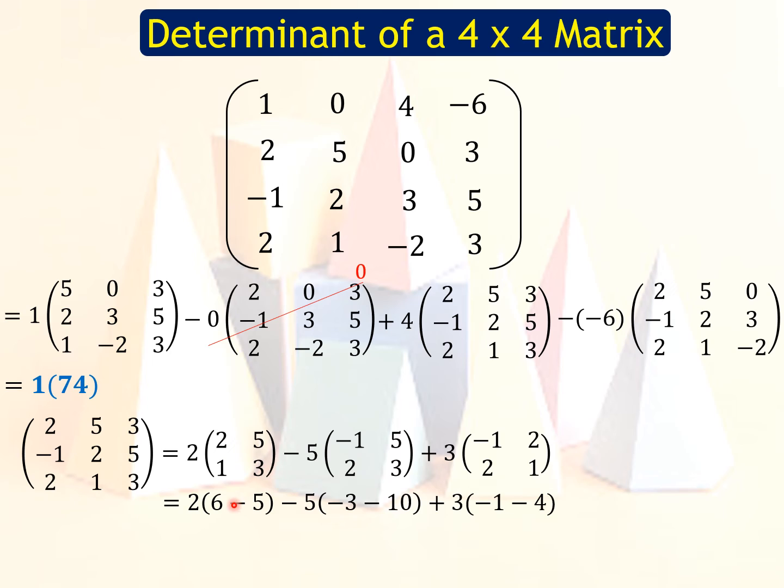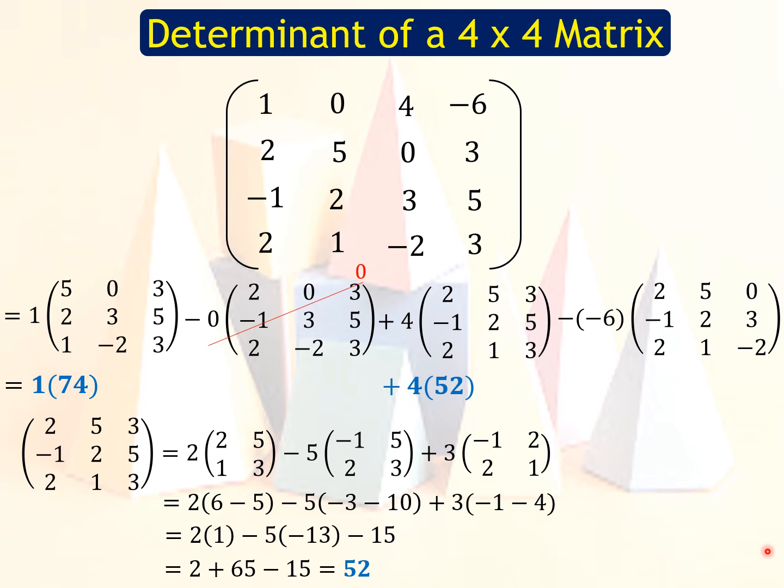So 2 times 3 is 6, minus 1 times 5 is 5. Then negative 1 times 3 is equal to negative 3, minus 5 times 2 is 10. And then we have negative 1 times 1, negative 1, minus 2 times 2 is 4. Simplifying further, we have 2 times 1 minus 5 times negative 13 minus 15, because this is negative 5 times 3, so it is 15. Simplifying further, negative 5 times negative 13 is 65. So 2 plus 65 minus 15 is equal to 52.